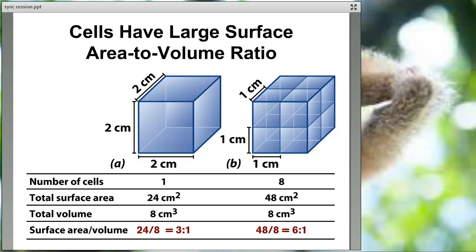So this is going to be a lot more efficient at getting nutrients in. Nutrients have to go all the way across the whole cell. So when a cell is bigger, it isn't able to do that. So whenever our cells start getting big, they form into more cells and they split. If a cell gets too big, it can't survive.